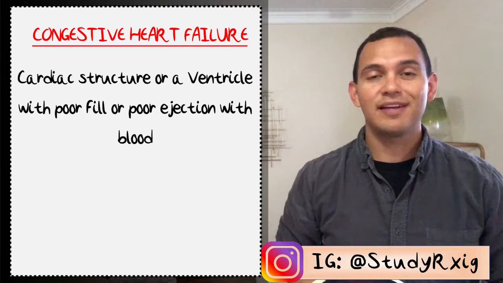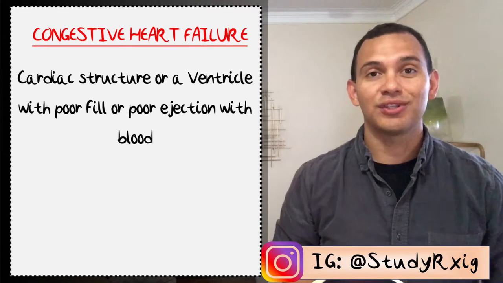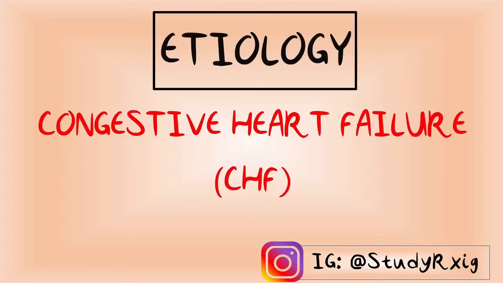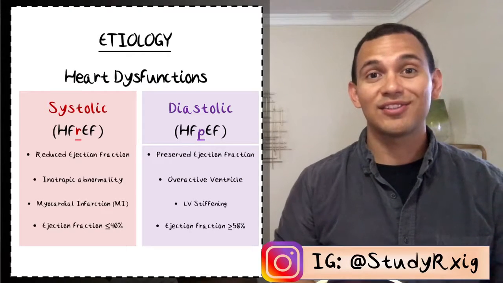So let's start off by defining congestive heart failure. This is known as a progressive abnormality in cardiac structure, or a ventricle with poor fill or ejection with blood. Now, what is the origin of this disease? This is termed as etiology.